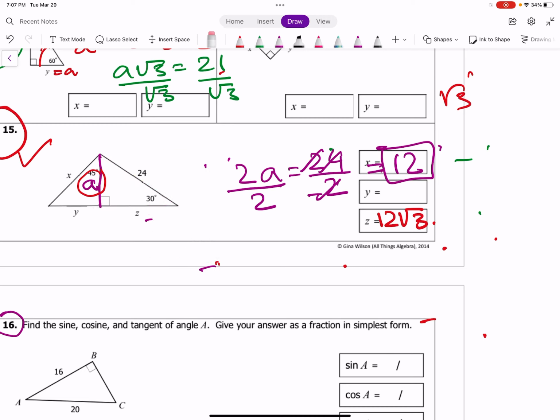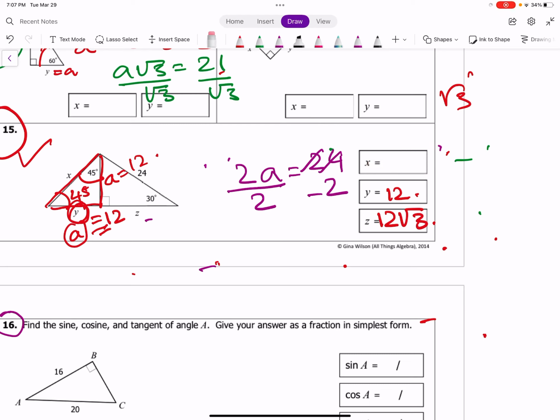So let's forget this. If we come to these, there is a 45, there is a 45. So these are A, which is our 12. So this one should be our A, so that's also 12. So Y is 12. Okay. Let me erase this one because that's not my Y.